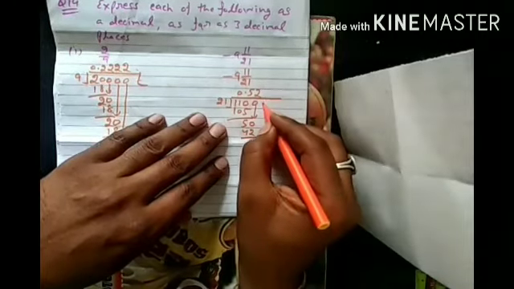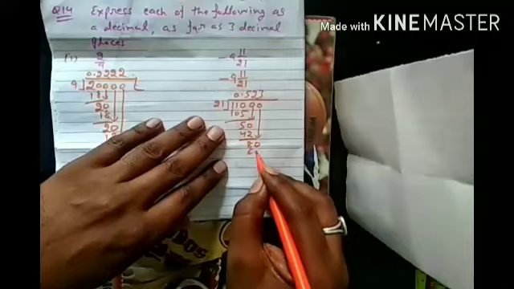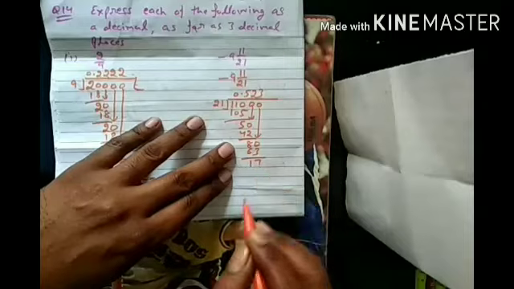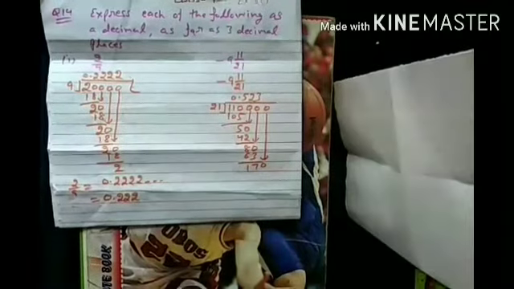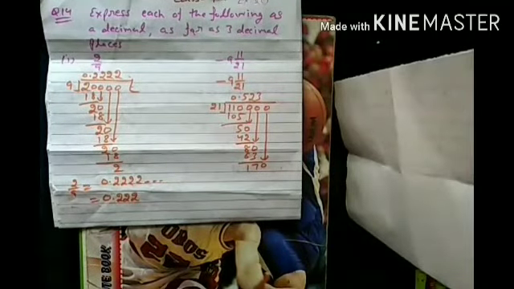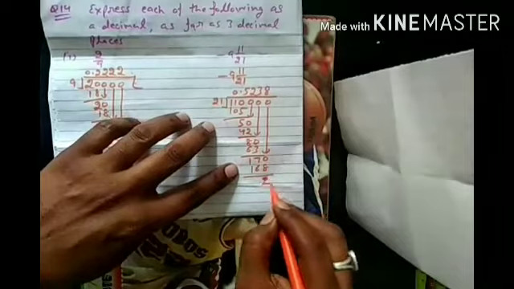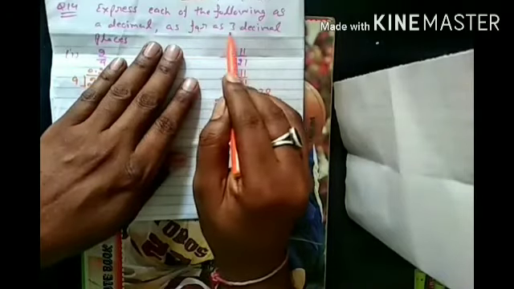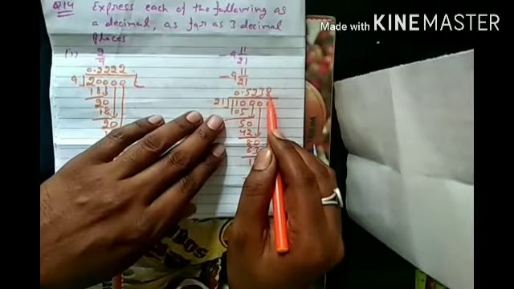Now 21 threes are 63. Now 7 and 17. Now 21 sevens are 147 and 21 eights are 168. Here is 2. Now the question required us to find up to 3 decimal places, but we have to solve up to 4 places of decimal.